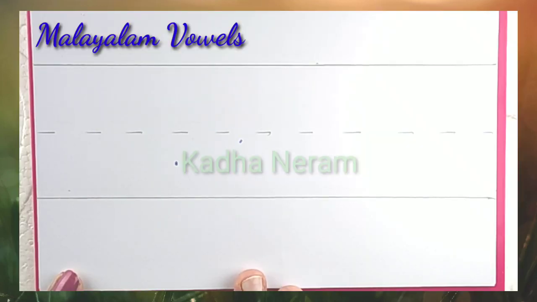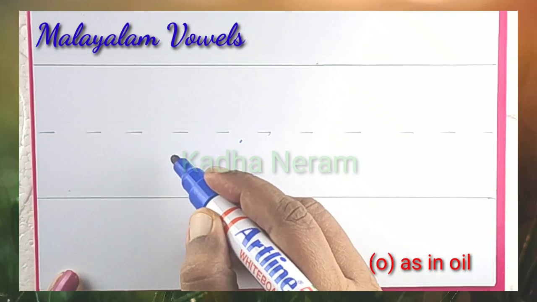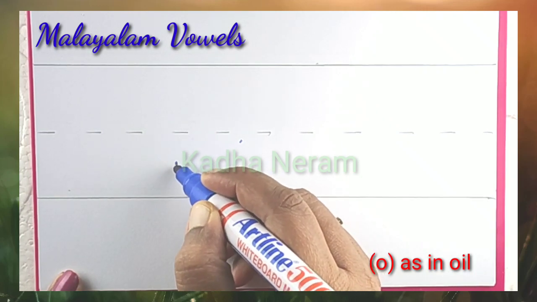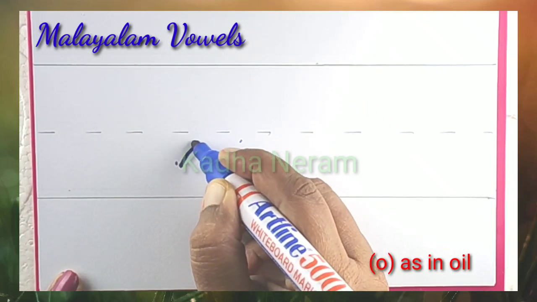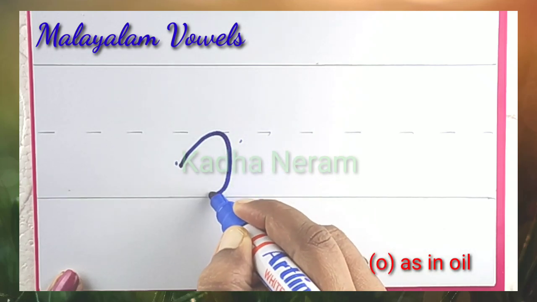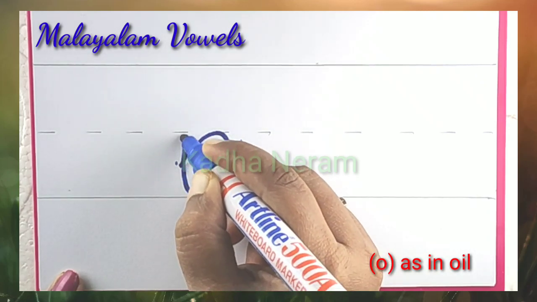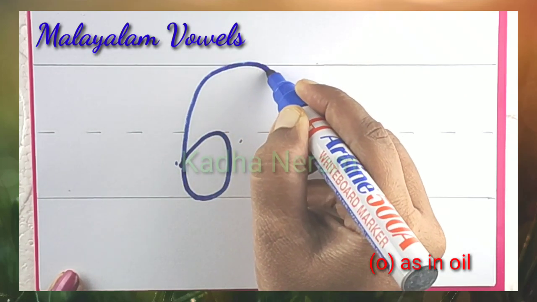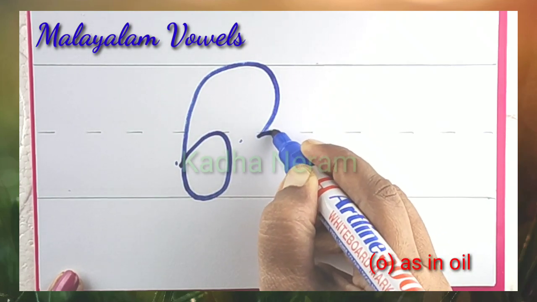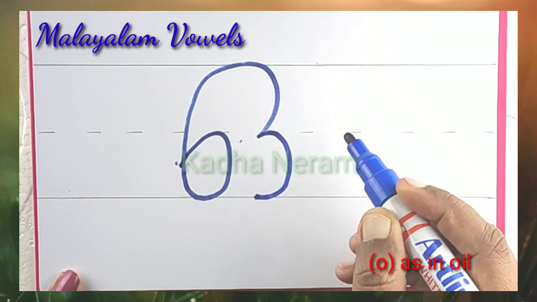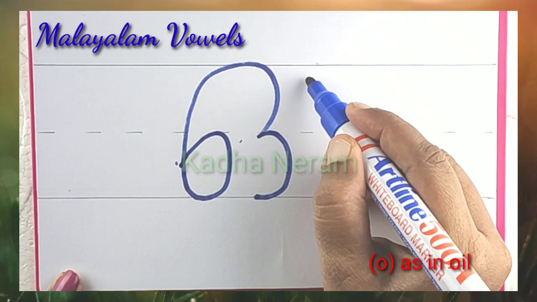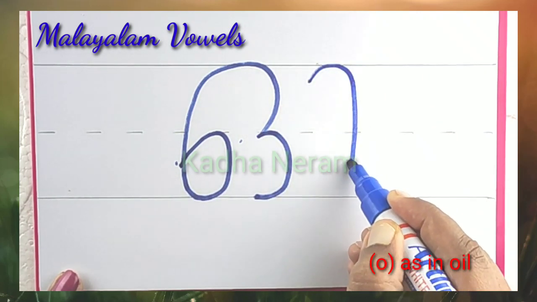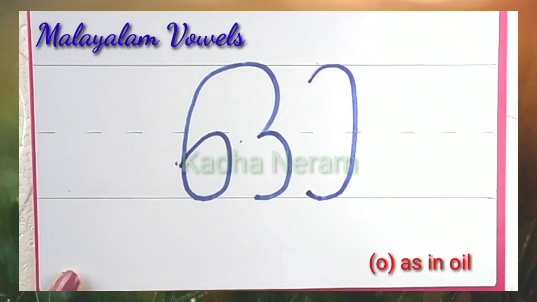The next vowel is O. It starts from here, same way we write O. We'll write up, and we put, this is O.